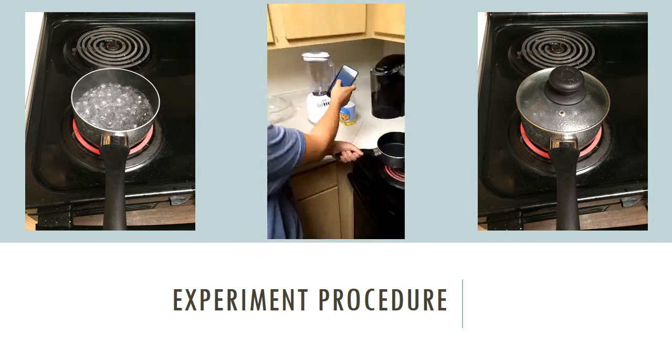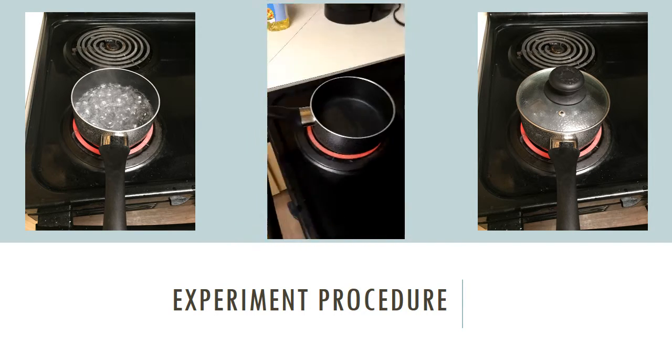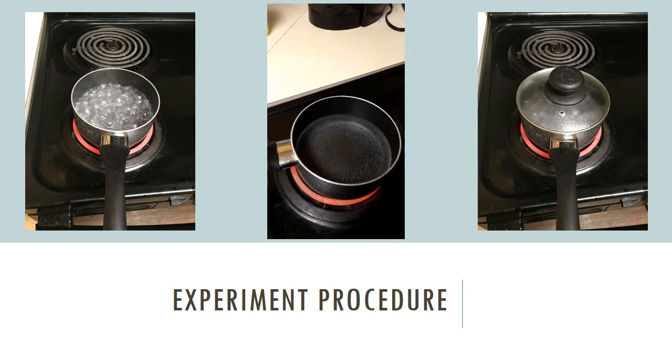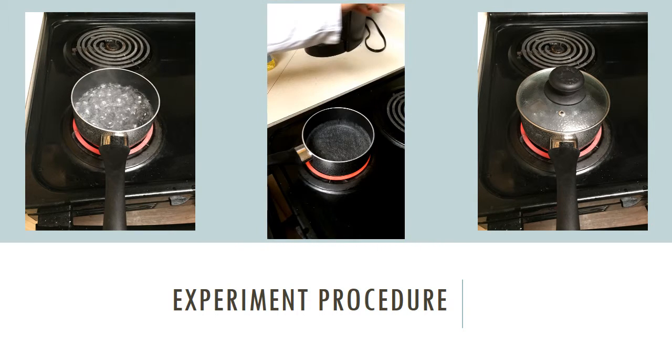Here are just a couple of pictures. On the left, we have factor A negative, which is the lid off, and factor A positive on the right, when the lid is on. And here's a short video of us going through the process. And there it starts to boil. So that's what we did, and we repeated that 5 times for each combination.